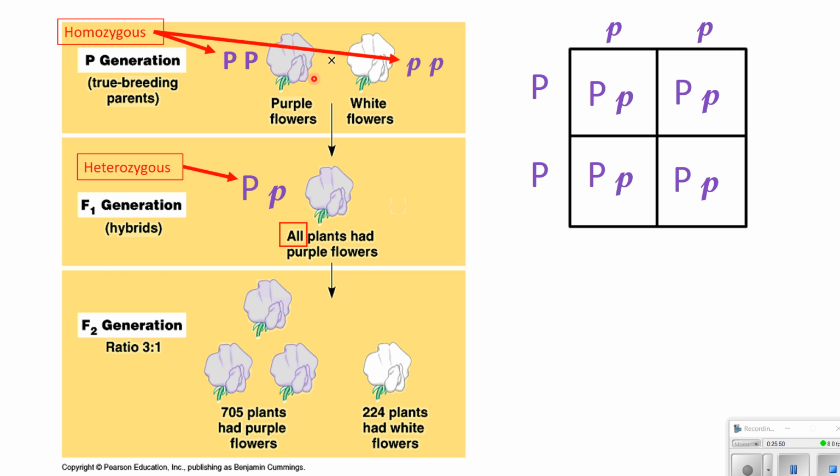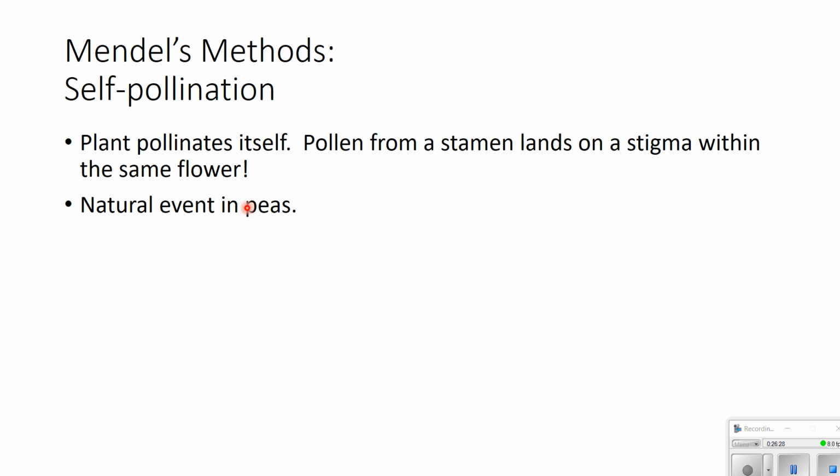Okay, so whenever you have a parent that has two genes that are the same allele, the same form of the gene, like big P, or little p, we refer to that as homozygous. Homozygous. Homo means same. Same two genes. But in an offspring like this, where the two genes are different alleles, a big P and a little p, we call that heterozygous. Hetero meaning different, two different alleles.